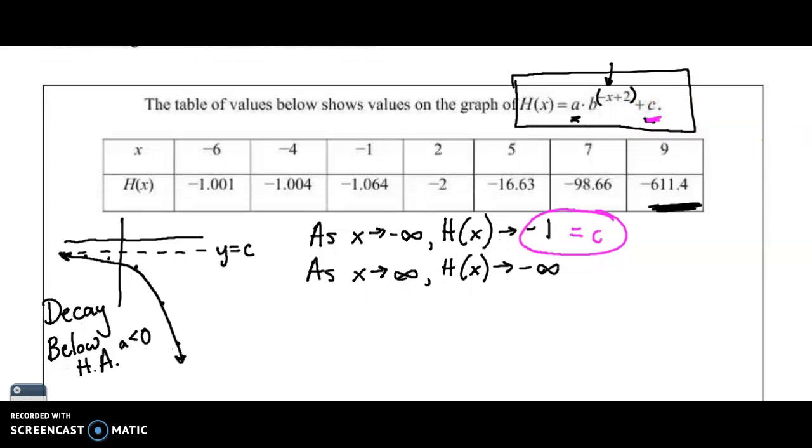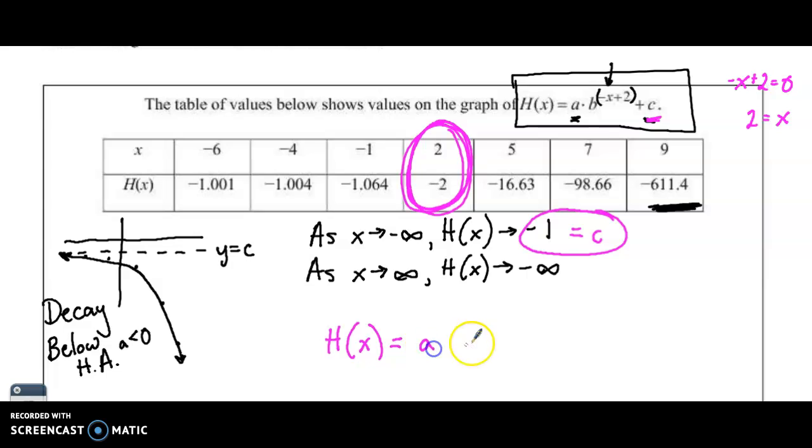The next piece, I'm going to strategically make my exponent 0. And you've heard me say this statement before: setting the argument equal to 0. The reason why I want to do that is I want to see that when x is 2, the exponent will be 0. And why do I care about that? Because b to the 0 power will equal 1. So what I really care about is this ordered pair next. Let me write that out. We have h of x is equal to a times b to the negative x plus 2 power.